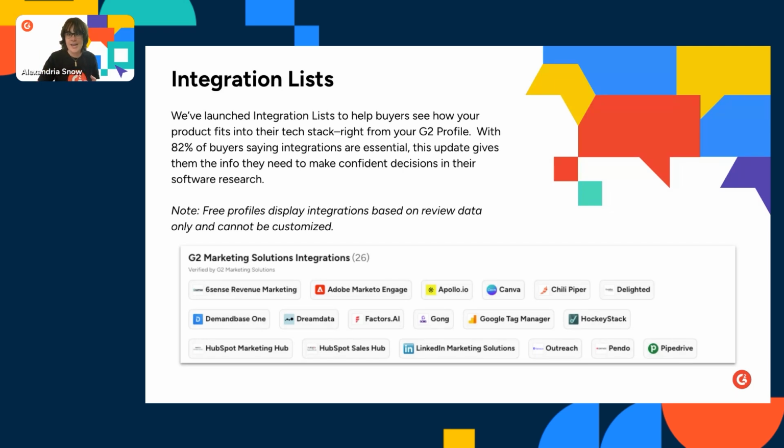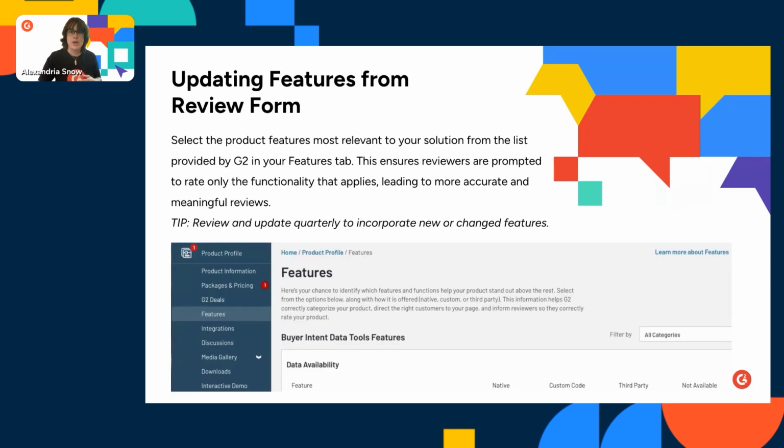Let's go to the next slide and let's talk about features. This is another area that you really want to make sure that you're keeping up to date. You can select product features for your solution inside My G2. And what this helps do is ensure that reviewers are prompted to only rate the functionality that applies directly to them. This leads to more accurate and meaningful reviews and gives you more insight into the features that they're talking about, to better understand their overall sentiment and how the solution is performing for them.